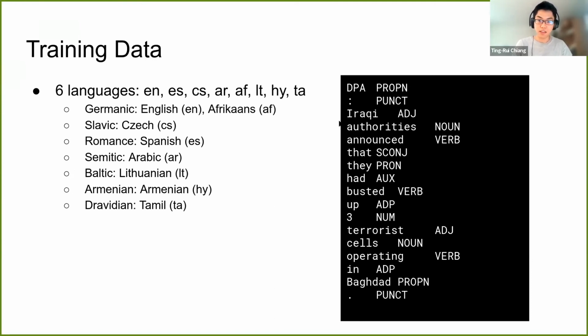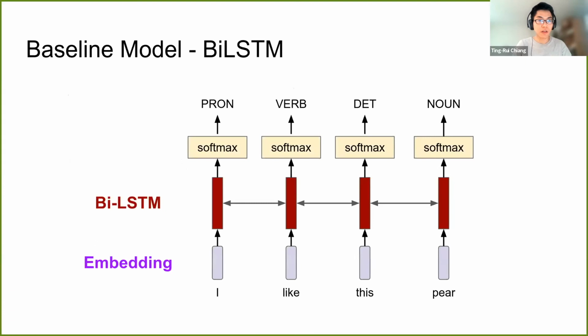This is an example of one sentence. You can see there are the words and the POS tag of that word separated by new lines, and each line contains a word and its tag separated by a tab. But actually, you don't have to worry too much about this format because our code will handle this for you.